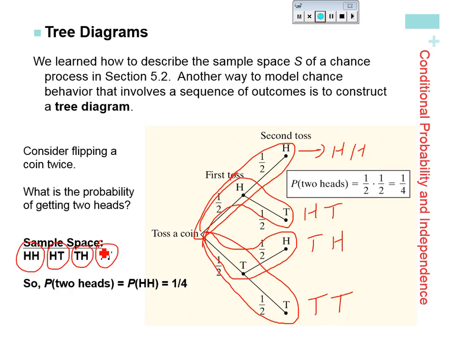So if we're asking, what's the probability of getting 2 heads? Well, if you notice here, there's only one of those outcomes that occurs out of the 4 possible outcomes that you could have for something like that.